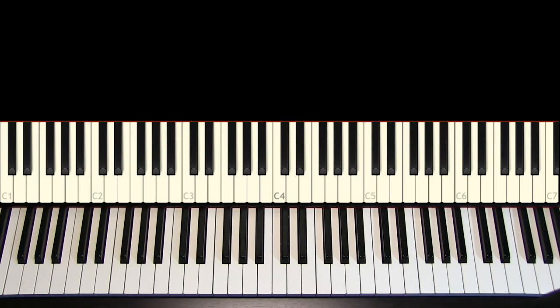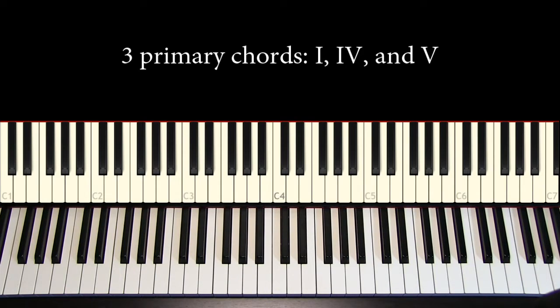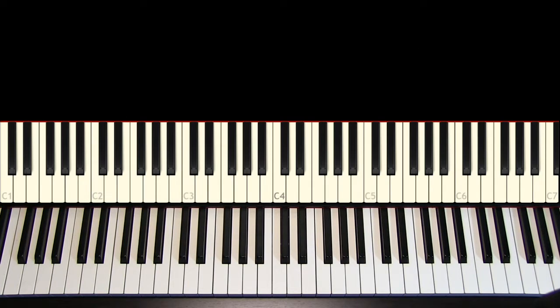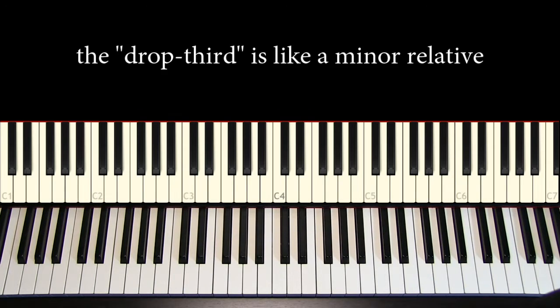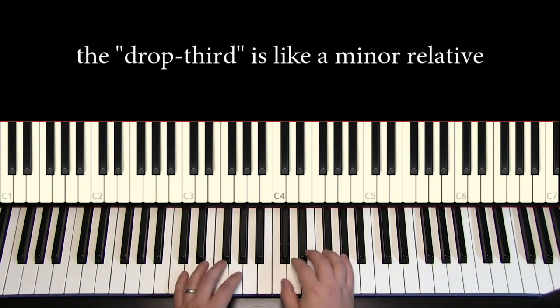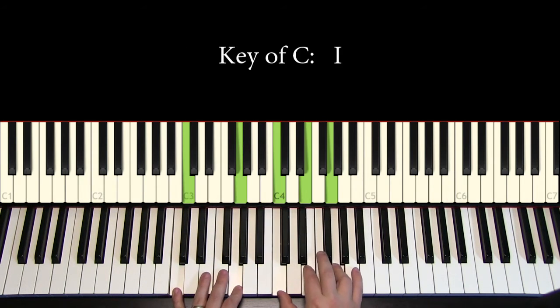So we've discussed the three primary chords in a major key, the 1, the 4, and the 5, and those chords are all major. Now, let's bring in that drop third relationship that I explained in tutorial number 5. Remember we said the drop third chord is like a minor relative to a major chord. So let's start with the 1 chord, back to the key of C.